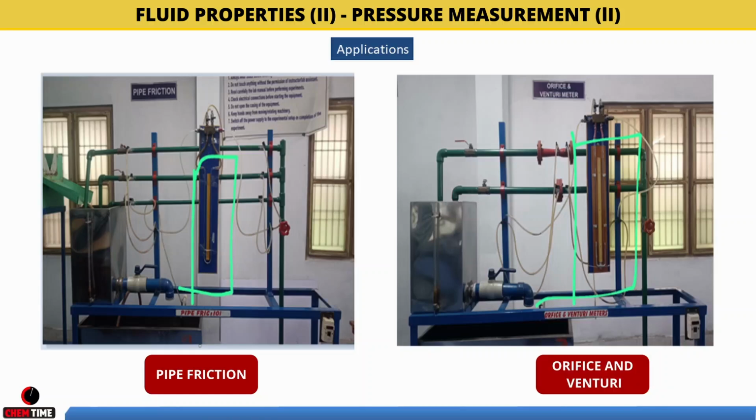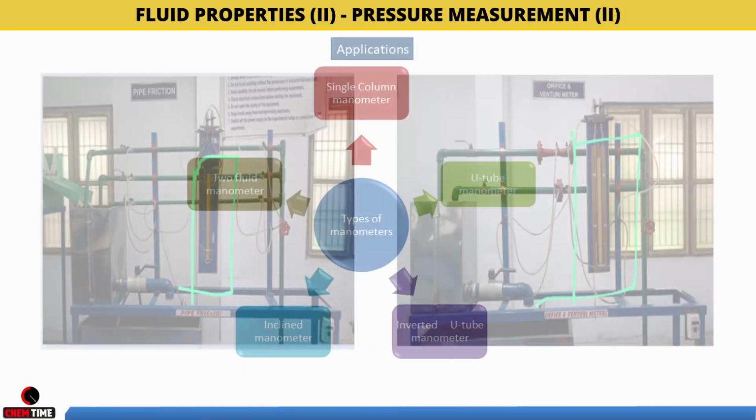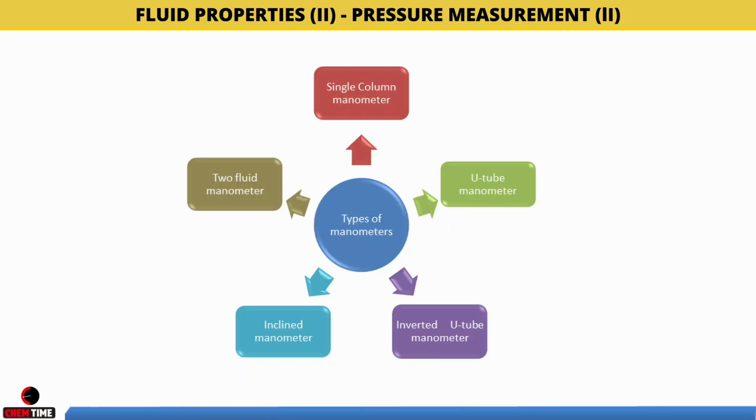Coming to the types of manometer, the manometers are categorized into single column manometer, U-tube manometer, inverted U-tube manometer, inclined manometer, and two-fluid manometer. The U-tube manometer deserves its name mainly because of the shape of the tube that is being used for measurement of the differential pressure.